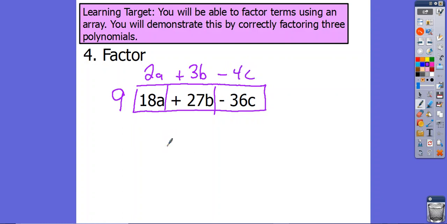Now, when you give me the answer for this one, you still need to leave the 9 there, and we're just going to put it in front of the parentheses like that last question had. And this is our final answer, taking the 9 out, and 2a plus 3b minus 4c.